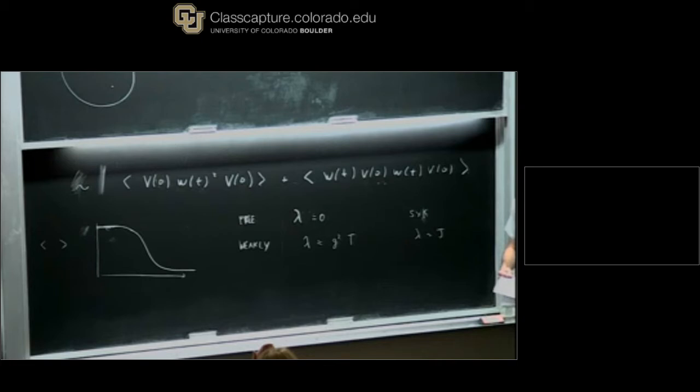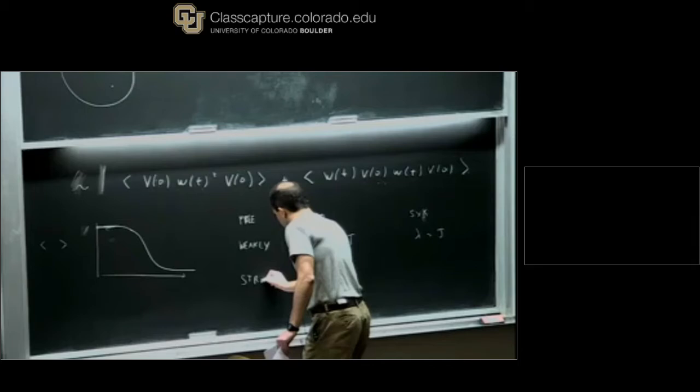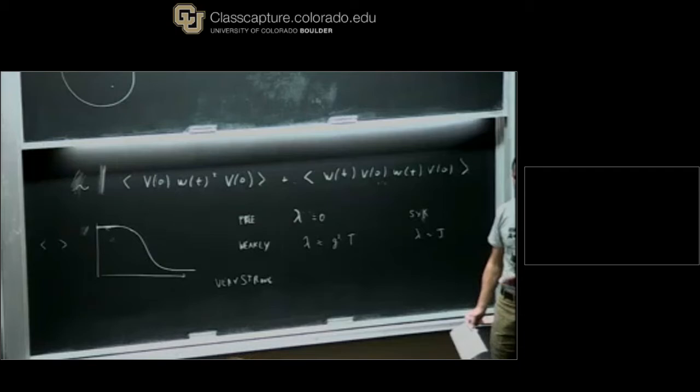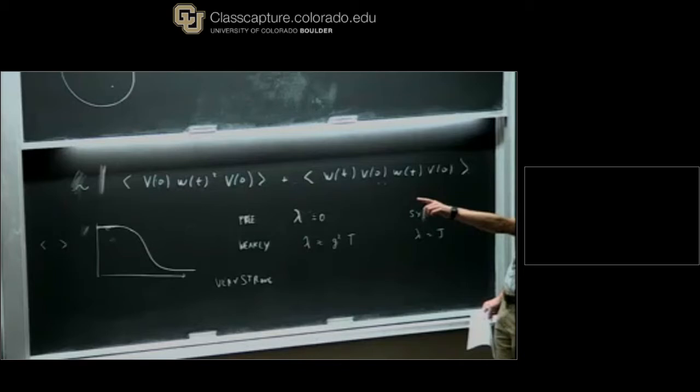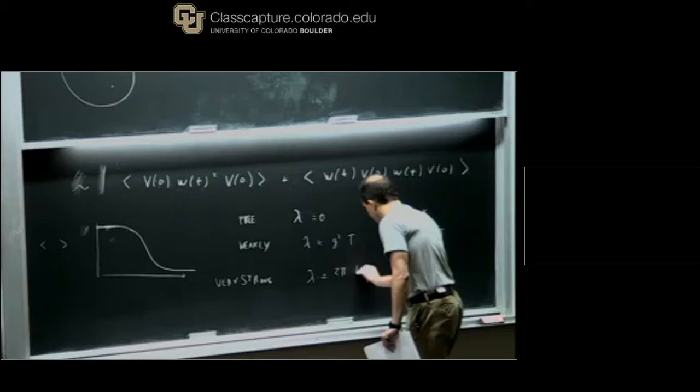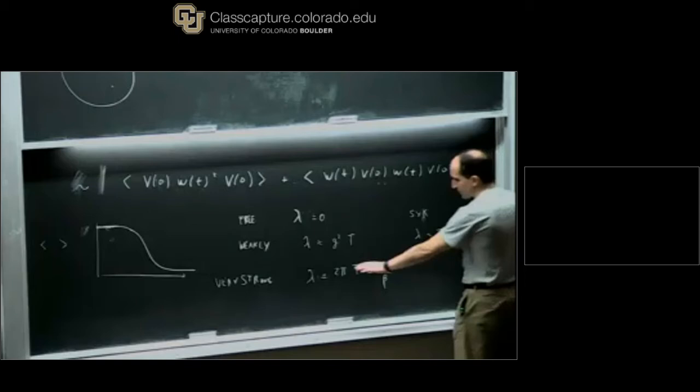And then in a very strongly coupled theory, for example, a theory that has a gravity dual, I'll discuss that computation in detail in the next lecture. The thermal background corresponds to a black hole. And by doing some computations near a black hole background, you see that lambda is equal to 2 pi times the temperature, or 2 pi over beta. Beta is the inverse temperature. So that's what you get in those cases.